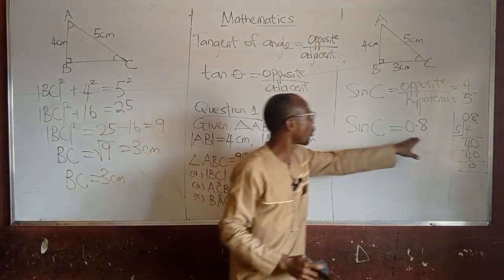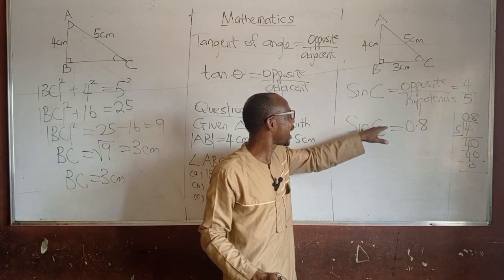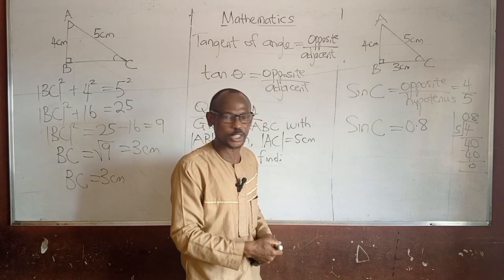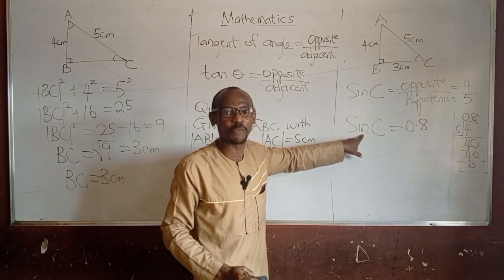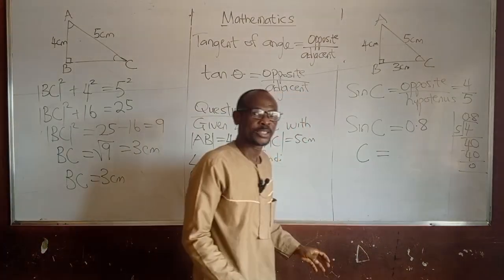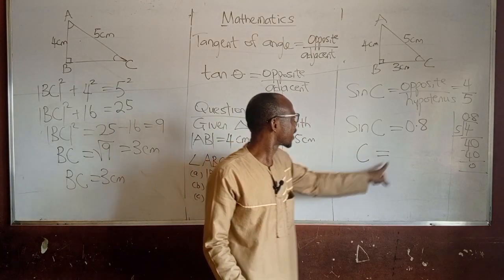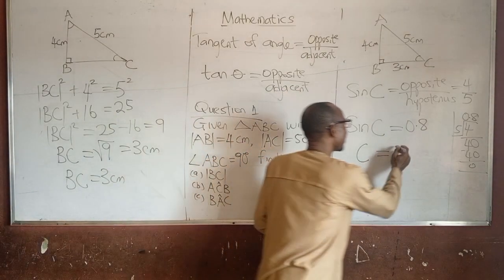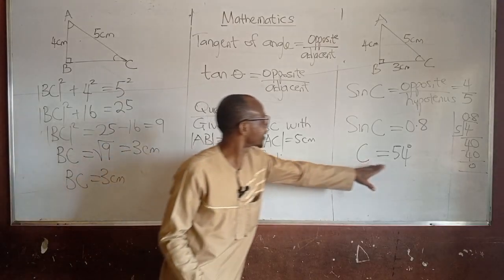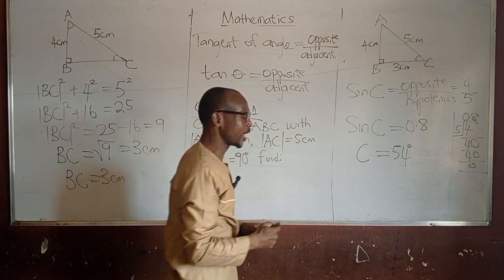So we don get 0.8 now. What do we go do now to get the value of our C, the angle of our C? We go to our 4-figure table. Under sine of angle, find the angle that will give us 0.8. So when we look for the value from the 4-figure table, the angle that will give us 0.8 now is 54 degrees. As far as we don get this angle, to get the third angle A now, e easy.